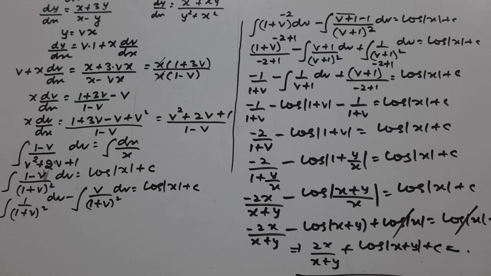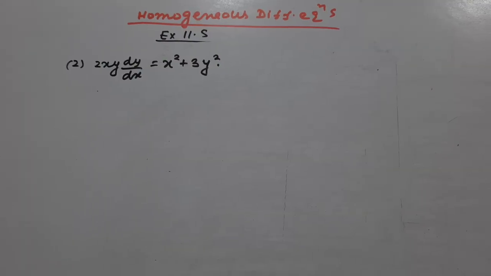So students, we solve this type of homogeneous differential equation in this way. So the question is a little lengthy. Now students, the second question of this exercise: 2xy dy upon dx equals x square plus 3y square.